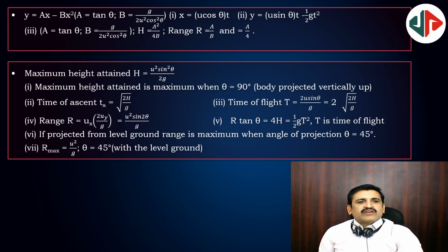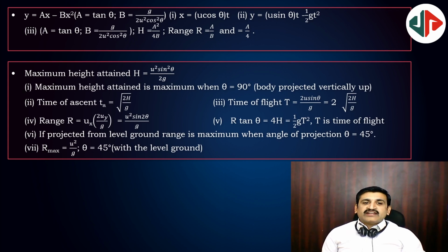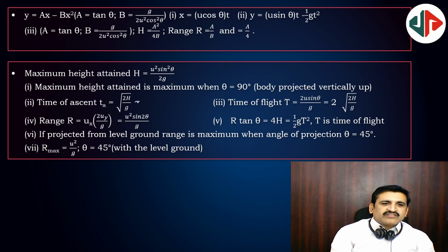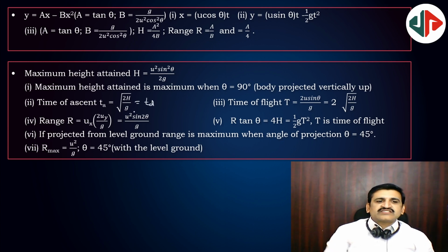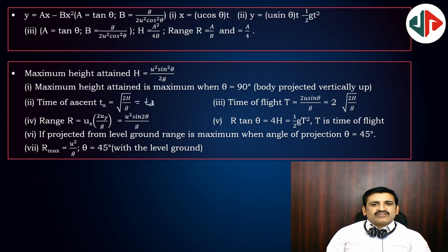Next, maximum height attained h is equal to u square sin square theta by 2g, and maximum height attained is maximum when theta equals 90 degrees, that means vertical throw. Time of ascent is equal to square root of 2h by g, right? Time of ascent equals time of descent, and in that context it is square root of 2h by g. And time of flight is equal to 2u sin theta by g, that is 2 times square root of 2h by g.